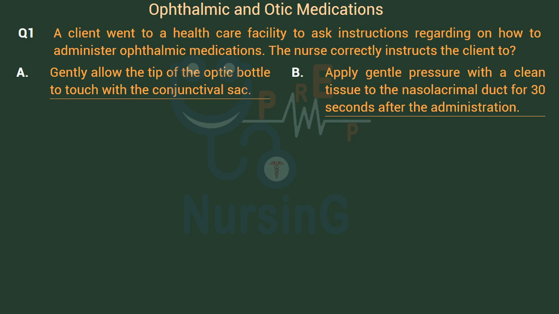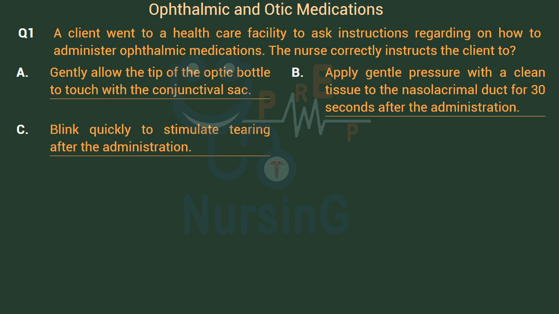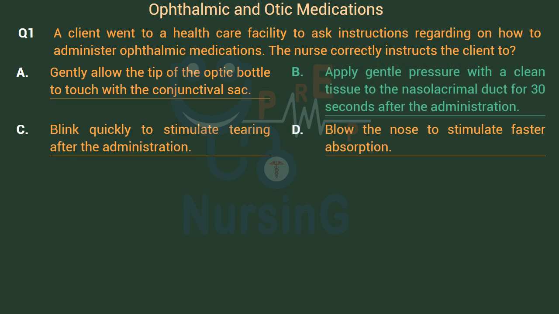Option B. Apply gentle pressure with a clean tissue to the nasolacrimal duct for 30 seconds after the administration. Option C. Blink quickly to stimulate tearing after the administration. Option D. Blow the nose to stimulate faster absorption. Right answer is Option B. Apply gentle pressure with a clean tissue to the nasolacrimal duct for 30 seconds after the administration.